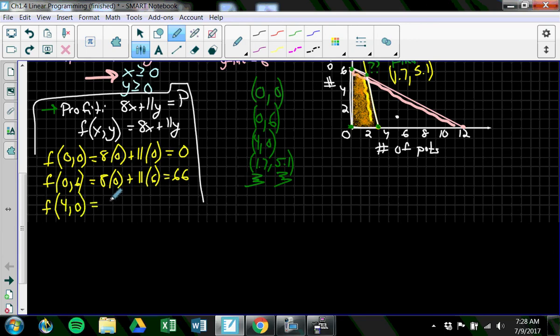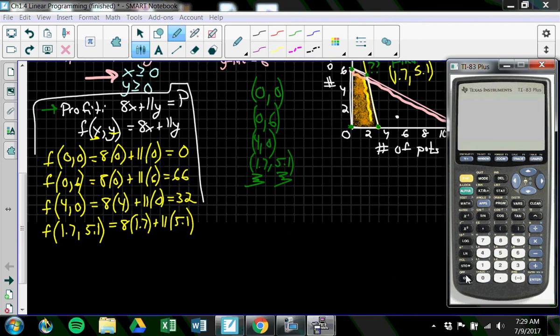That's going to be 8 times 4 plus 11 times 0. And that one makes us $32. And the last one is f of 1.7, 5.1. This means I'm plugging 1.7 in for x and 5.1 in for y. That's all that says. So it's 8 times 1.7 plus 11 times 5.1, and that one I will do in my calculator.